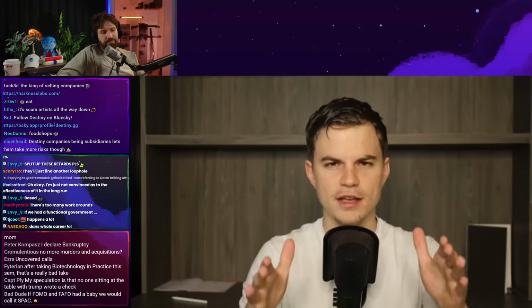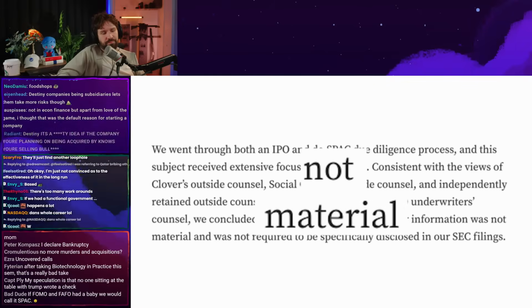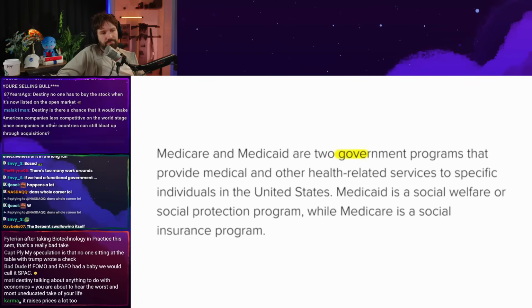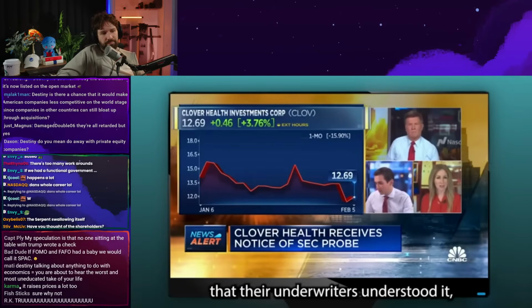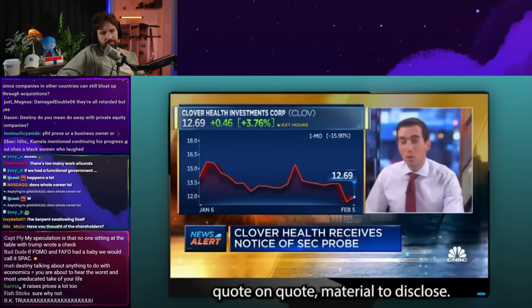So let me make this clear. This government investigation of your company is not material, yet Clover derives almost all of its revenue from Medicare, a government payer. If that's not material, then what is material? They're saying here that their underwriters understood it, that the lawyers understood it, and that they deemed that it was not, quote unquote, material to disclose.